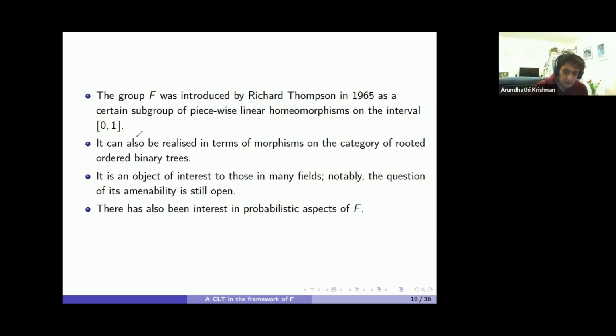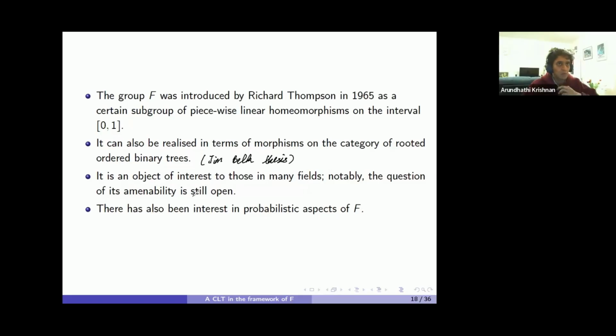So this is how Thompson looked at F, and he also considered two other groups, V and T, but the group that we're looking at is the group F. There are different ways of looking at this group in terms of morphisms on the category of rooted ordered binary trees. I'll just leave a reference there, which is quite nice. The thesis of Jim Belk has quite a bit of information on this aspect.